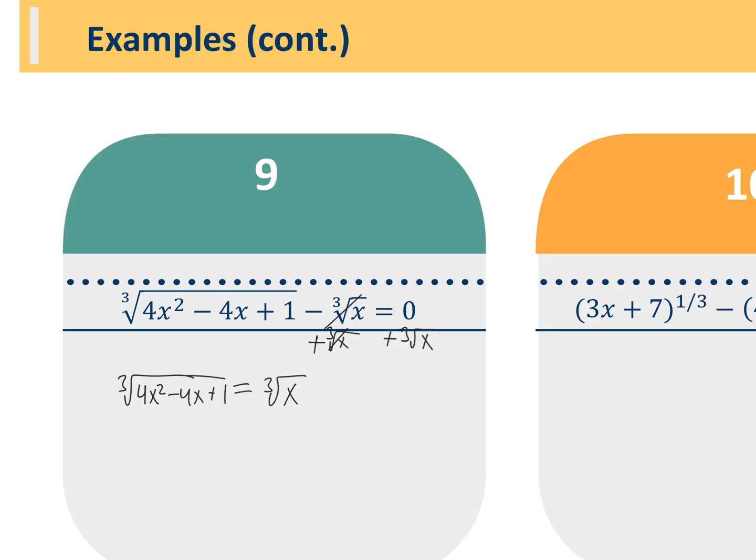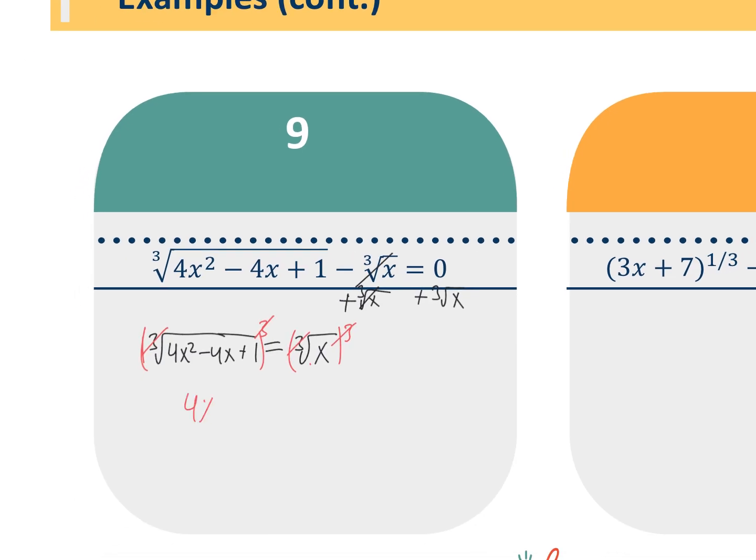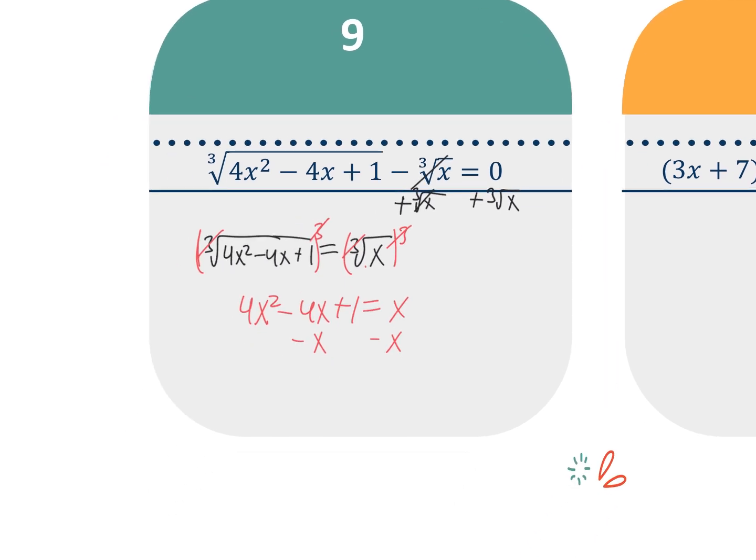All right, and now the opposite of a cube root is if we cube, right? So I'm going to go ahead and cube both sides of this. All right, so then this cube root and the cube cancel out on both sides of this actually, and then you end up with 4x squared minus 4x plus 1 equals x. All right, so then I can go ahead and solve this like normal, right? I'm going to subtract x on both sides. I get 4x squared minus 5x plus 1 equals 0.